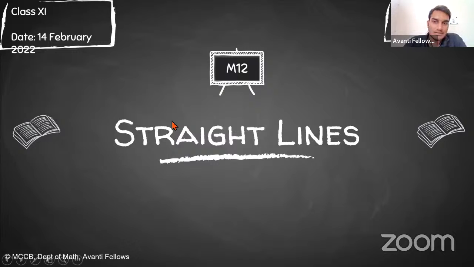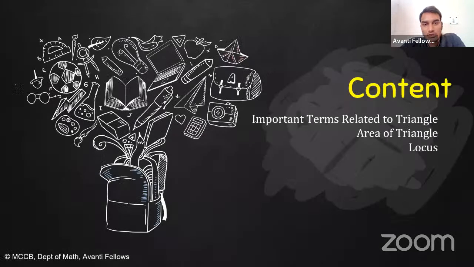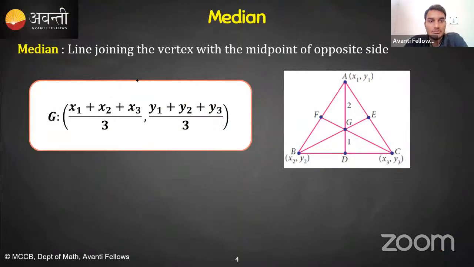Okay. So in today's class, we are going to discuss again the important terms related to the triangles. And after that, we will see the area of a triangle, and then we will start our discussion on locus. Okay. So let's start. So students, as you already know from the last class, what is a median?